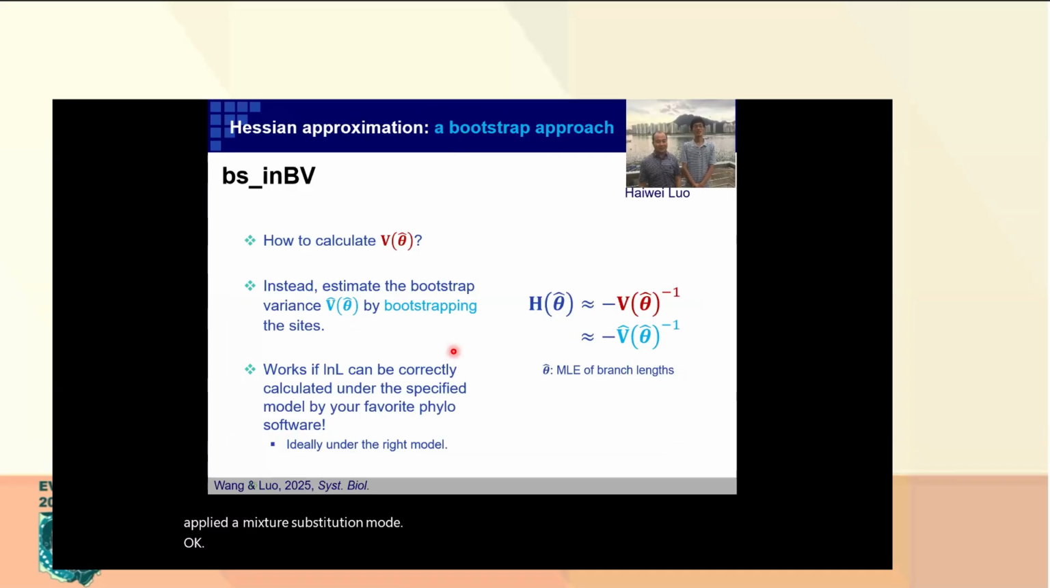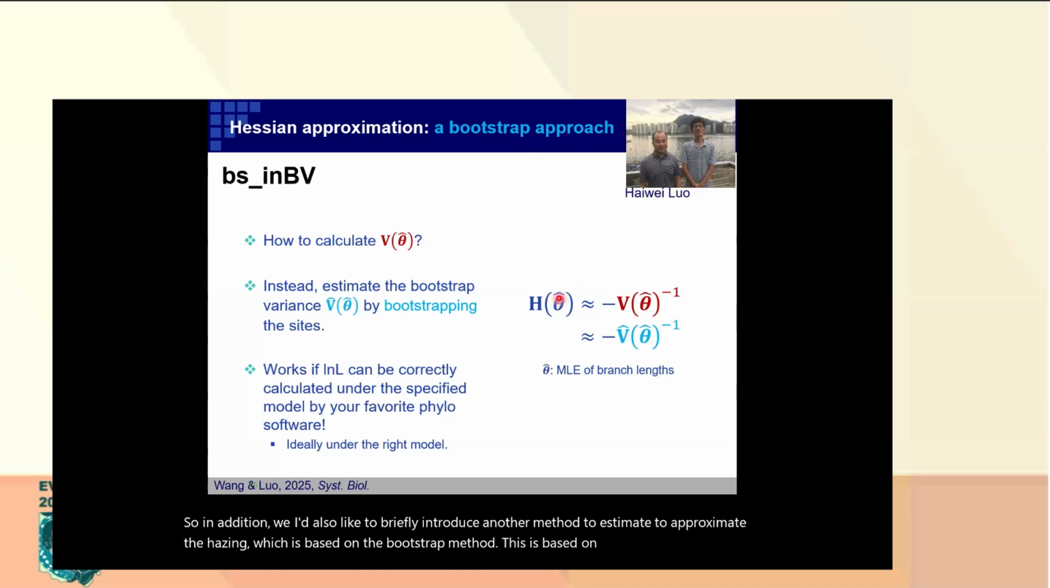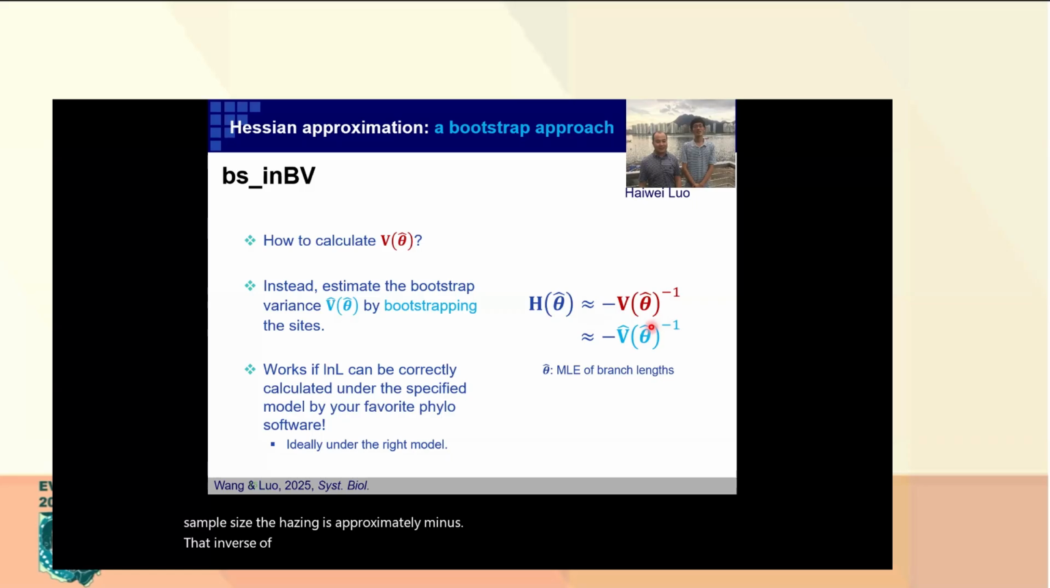In addition, I'd also like to briefly introduce another method to approximate the hazing, which is based on the bootstrap method. This is based on the fact that under large sample size, the hazing is approximately minus the inverse of the variance of the branch length estimate. So we can simply use the bootstrap estimate of the variance of the branch lengths to approximate the hazing.